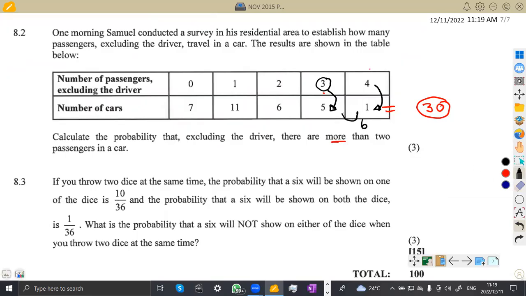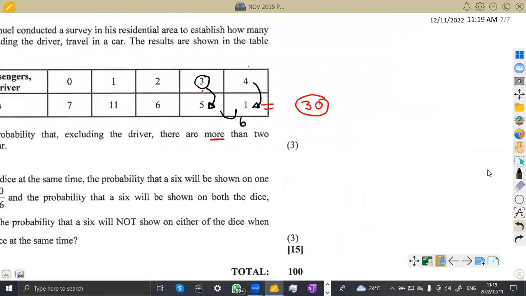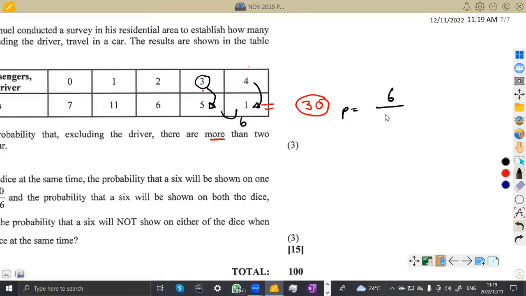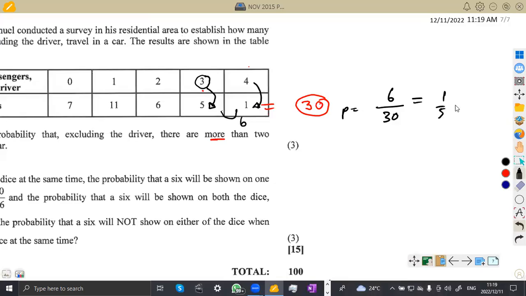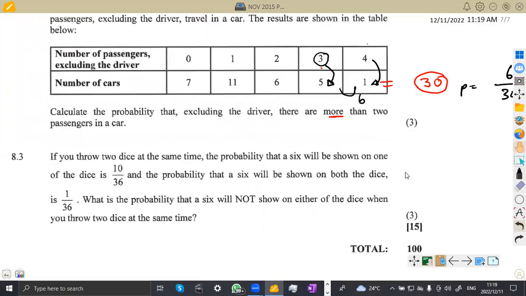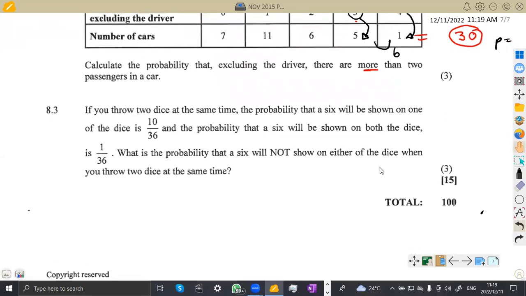Since we are using the number of cars here, we must also use the total in terms of the number of cars. So the probability is going to be 6 over the total of cars, which is 30. 6 over 30 from our calculator, that's 6 divided by 30, which is 1 over 5, or 0.2 as a decimal. I can even check there. All right, so that was the probability there.